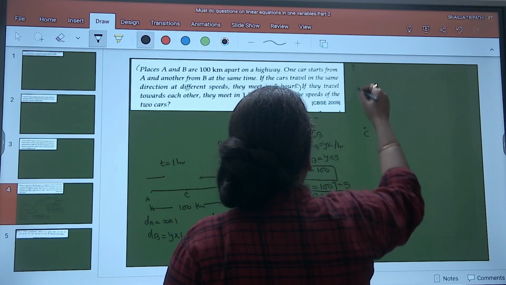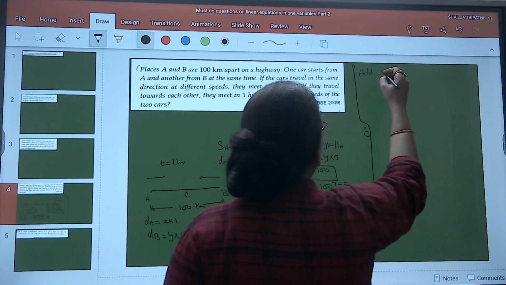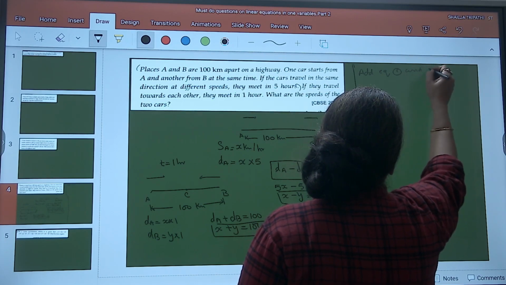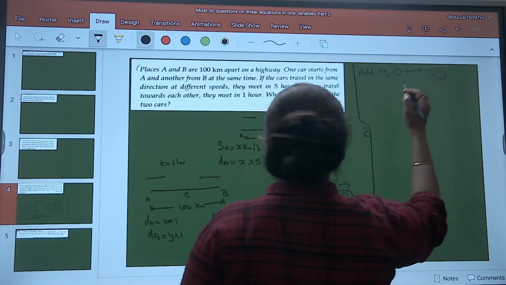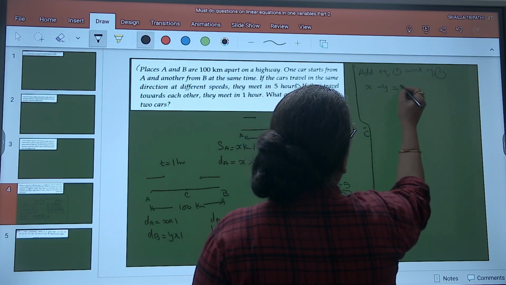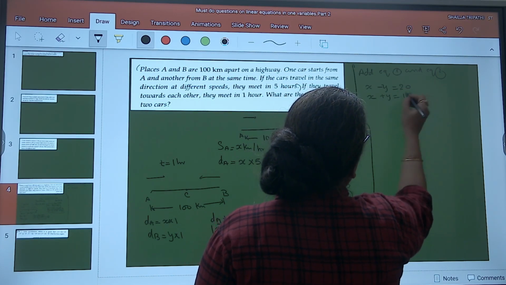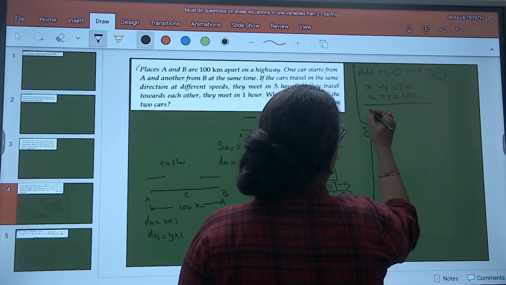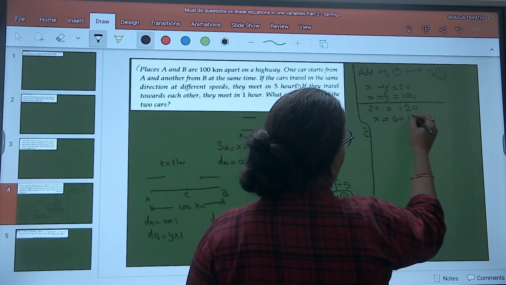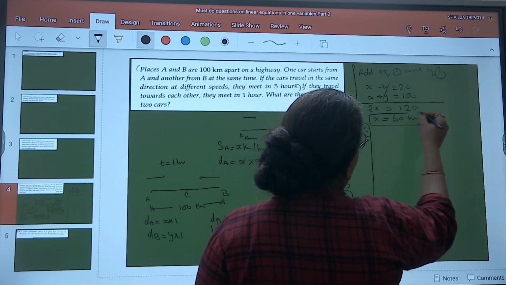So now let's solve it. Add equation 1 and equation 2. See what you get. Our first equation is x minus y is equal to 20 and x plus y is equal to 100. So we get 2x is equal to 120, x is 60 kilometer per hour. And this is the speed of car A.